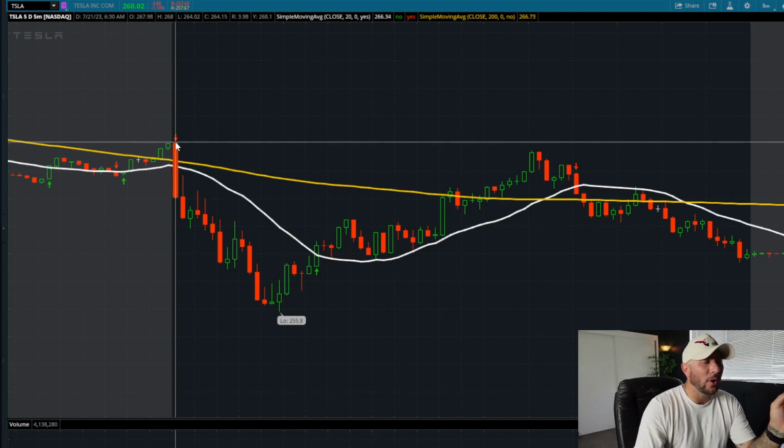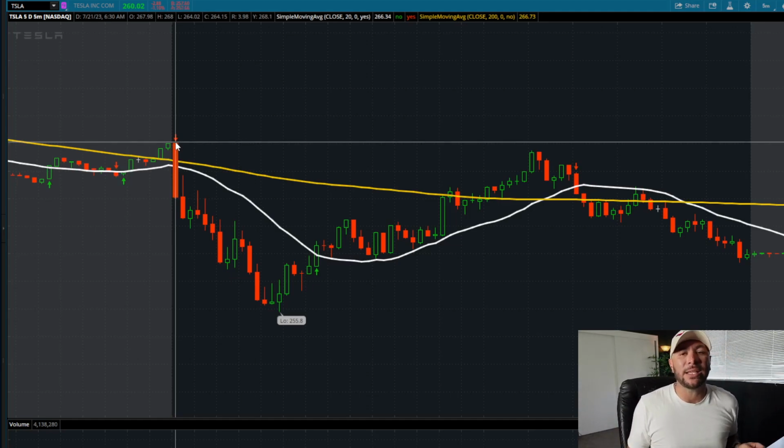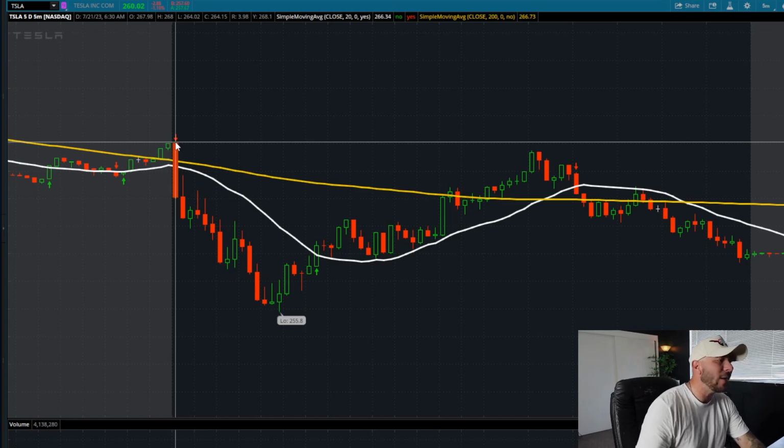This red arrow is just indicating to me that this candle has closed below the 20 SMA. How do I set that up?